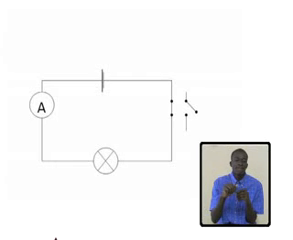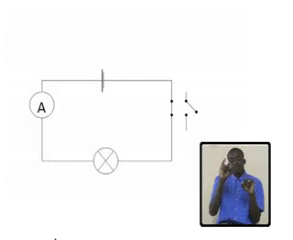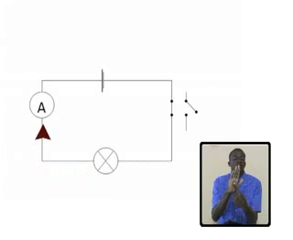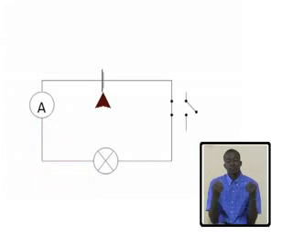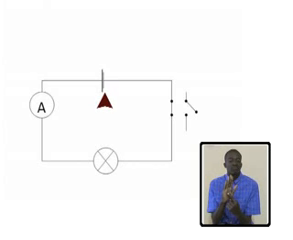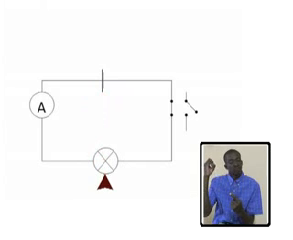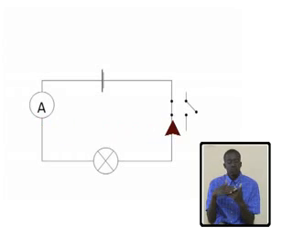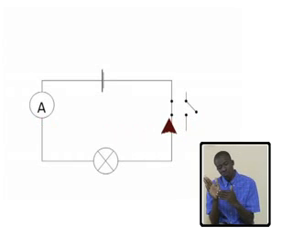We can use a diagram to illustrate the circuit that we have built, like this. A single line represents the conductor. The energy source is a cell, and this is the symbol for it. This is the symbol for the light bulb, and this is the symbol for an ammeter. The symbol for a switch is either open or closed.